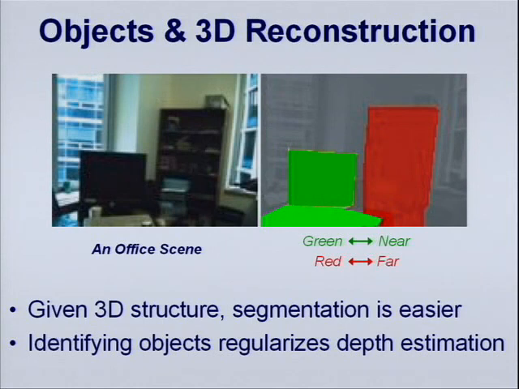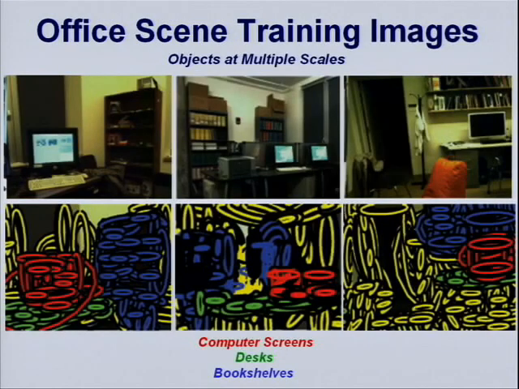So for example, if I knew the 3D depths of points in the scene, then a lot of the segmentation tasks, like separating this bookshelf from this table, which are very hard in the image, become trivial. On the other hand, if I know what objects are present in the scene, that gives me a really strong cue for regularizing depth estimation and recovering 3D structure. So we think it makes sense to really think about these problems together.